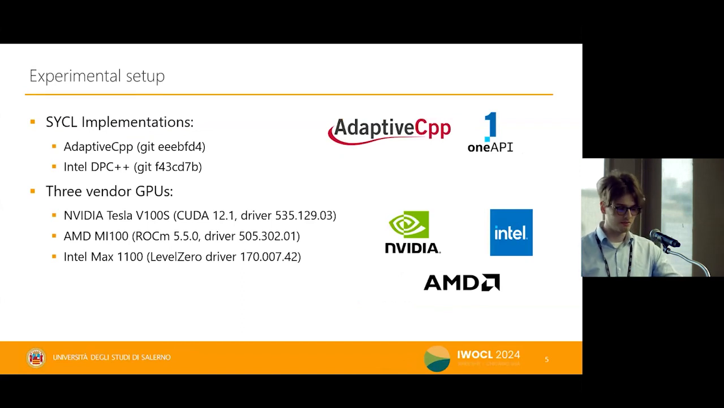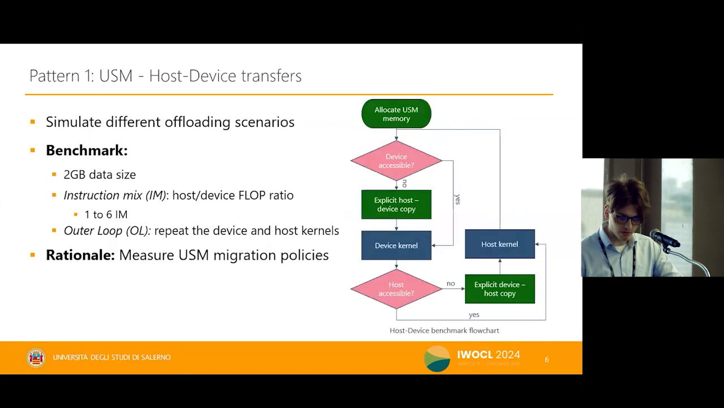A quick note: we used the two major SYCL implementations at the moment, which are AdaptiveCpp and Intel DPC++, and three vendor GPUs: for NVIDIA the Tesla V100S, for AMD the MI100, and for Intel the Max 1100. So we're just going to go through the patterns.